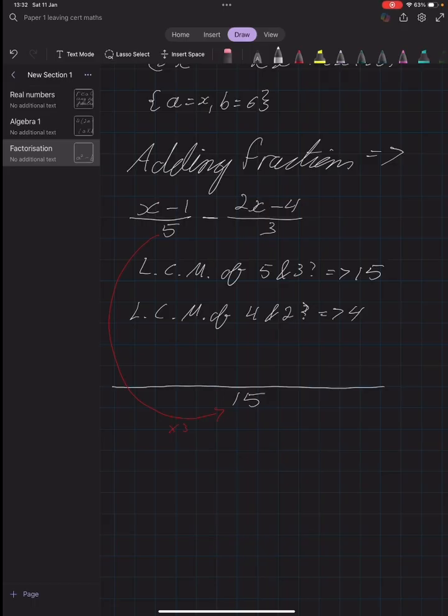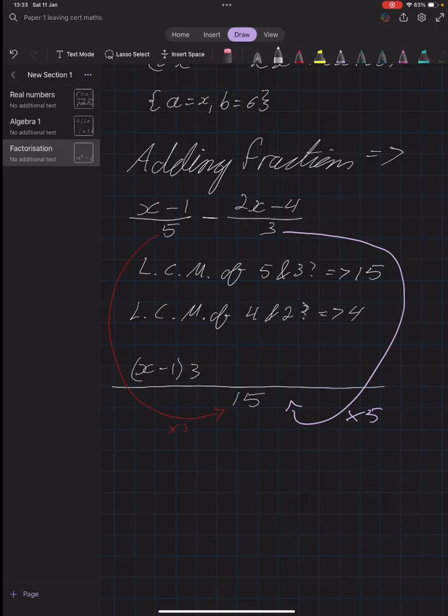And therefore, if I multiply the bottom by 3, which is the same thing as dividing the whole thing by 3, I need to multiply the top by 3 as well. So I'm multiplying 5 by 3, and therefore I need to multiply x minus 1 by 3. Okay? Now, how do I go from 3 to 15? I multiply by 5.